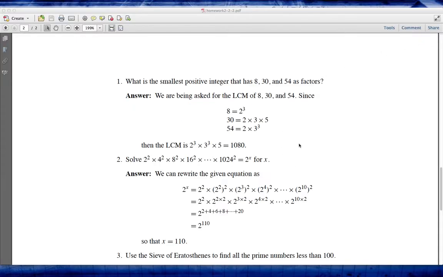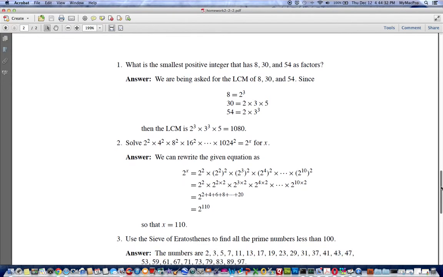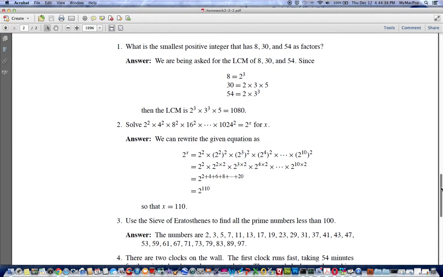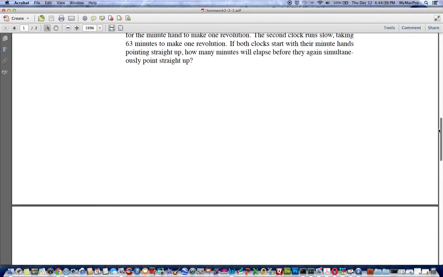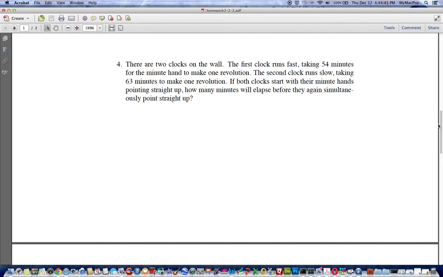And I'll skip the third one. I don't think I've taught you what is the Sieve of Eratosthenes. Some of you might have already heard it, but whenever I talk about it, I will come back to those kinds of questions.